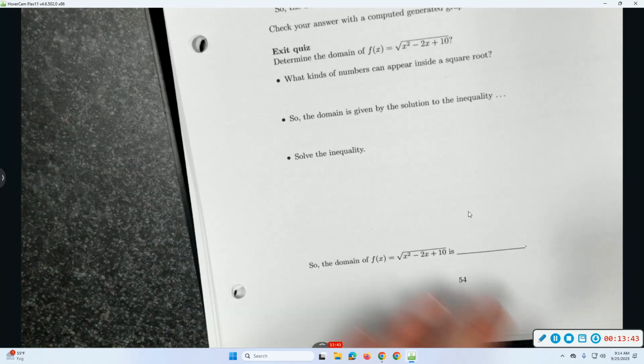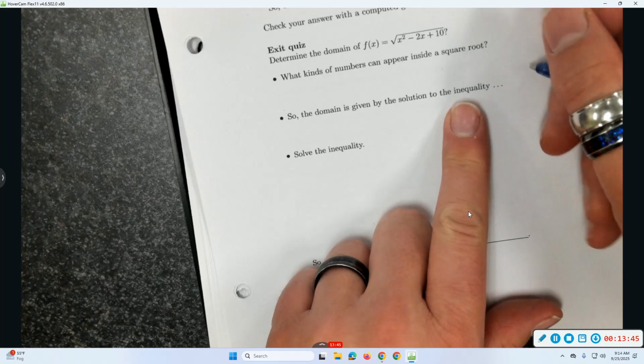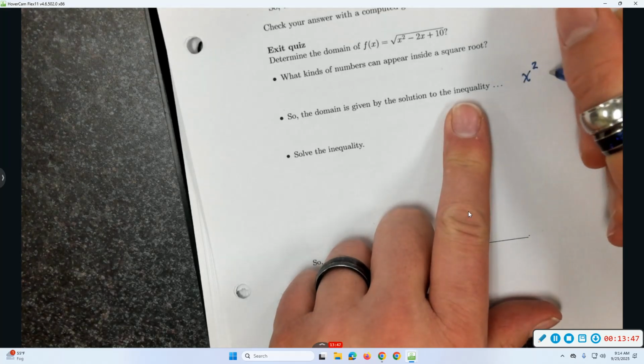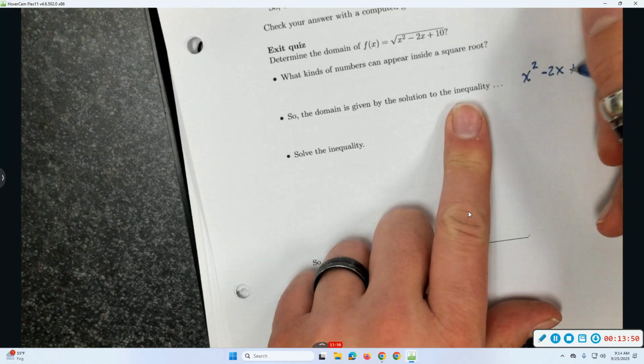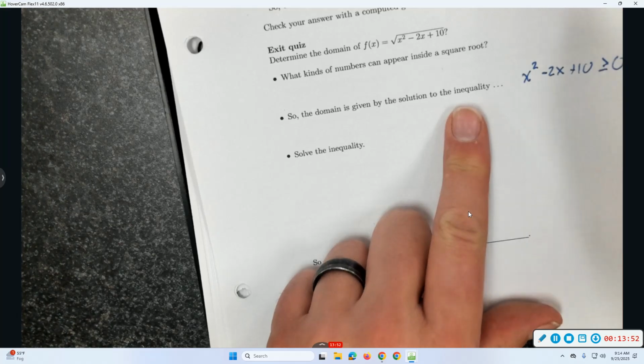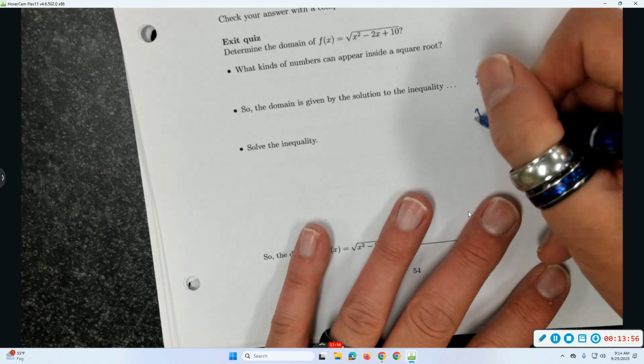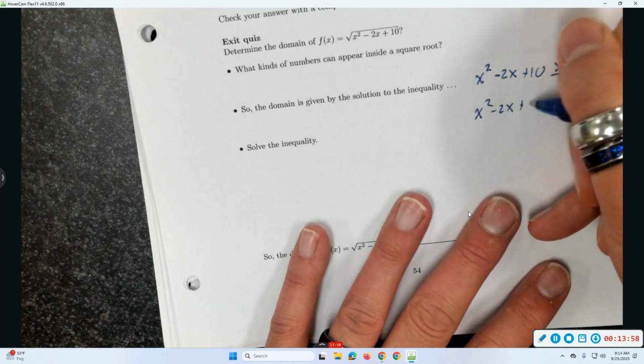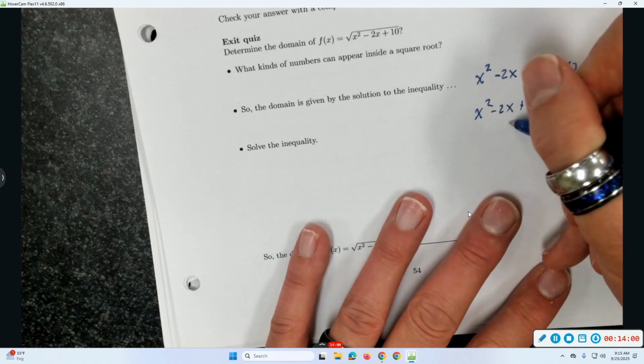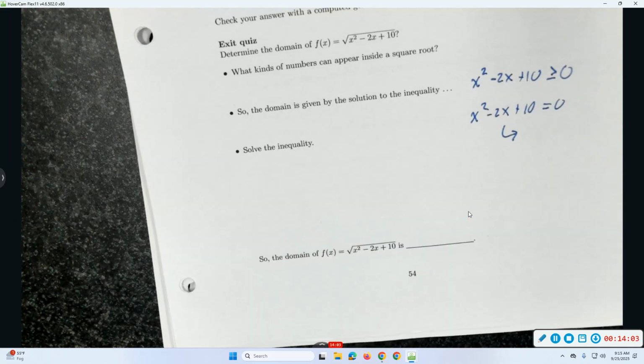So, let's go through the walk. If you want to find this domain, you need to figure out when that thing is bigger than or equal to 0. So you go and solve x squared minus 2x plus 10 equals 0. And what solutions did you get to that equality? No solutions. I hear no solutions. Right, so how many people used the quadratic formula? Cool, you got a negative under that square root?